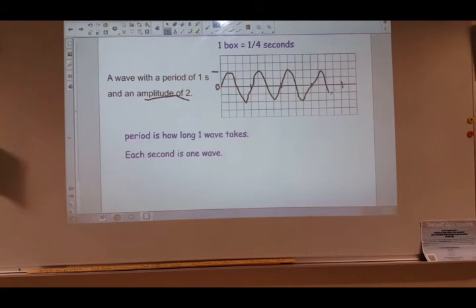As a little bonus, what would the frequency be? How many waves per second are there? 1. So this would be a 1 hertz wave. That'd be the same.